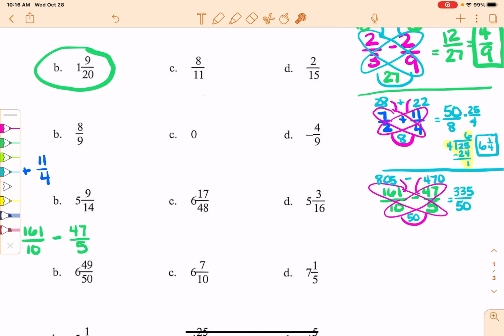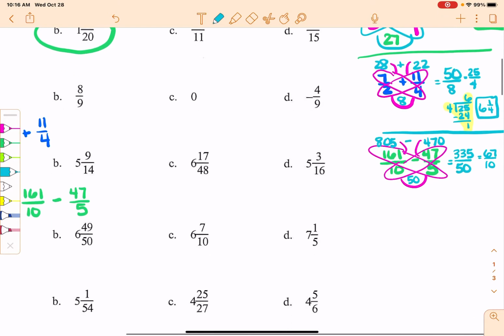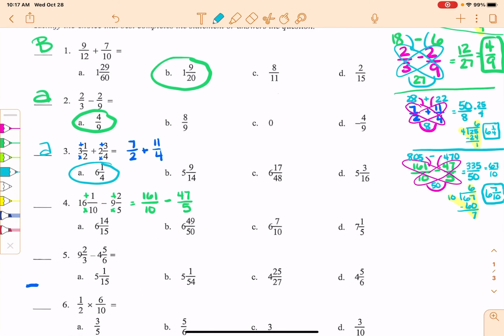Now, if I were to put this into Desmos, it's going to reduce down to 67 over 10. So I'm going to have to divide that out because the top number is bigger. So it goes in there 6 times with 7 left over. So it's going to be 6 and 7 over 10. Okay, so if I go back and look, that's going to match C.